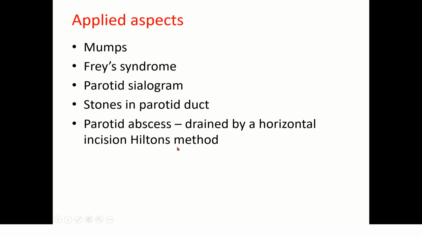This horizontal incision is important because it helps us prevent damage to the facial nerve. If we give a vertical incision, we will be damaging the branches of the facial nerve, and then we will be inducing lower motor neuron type of facial palsy. So for a parotid abscess, we should always prefer draining it through a horizontal incision, which is called Hilton's method.